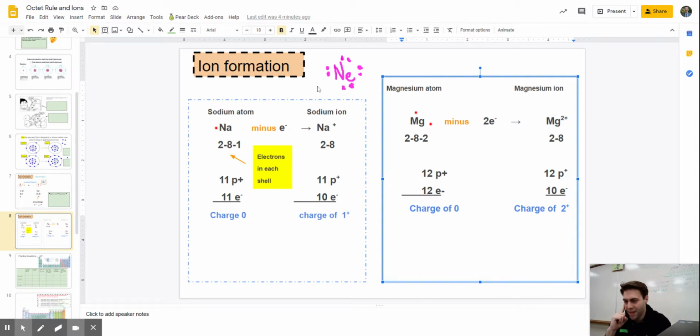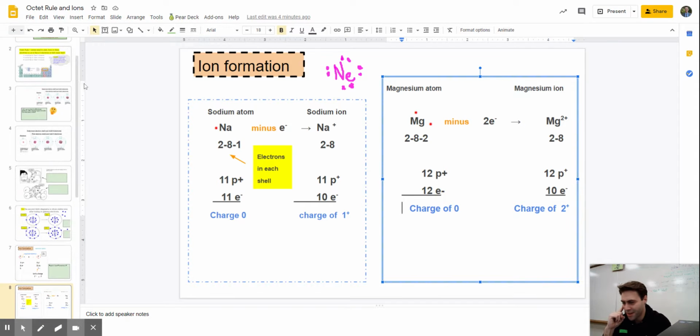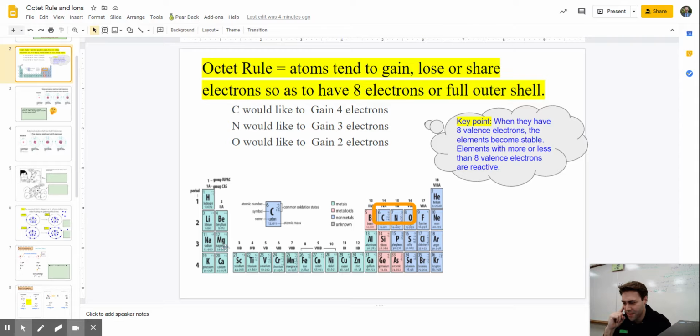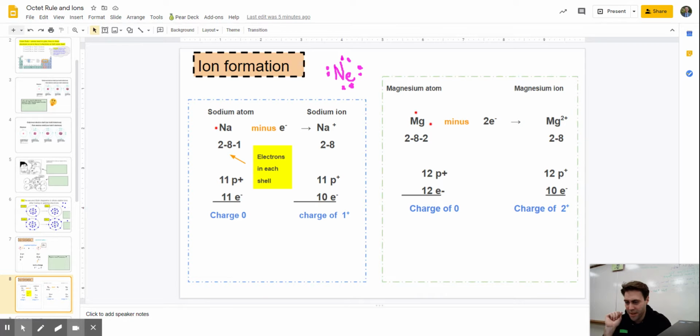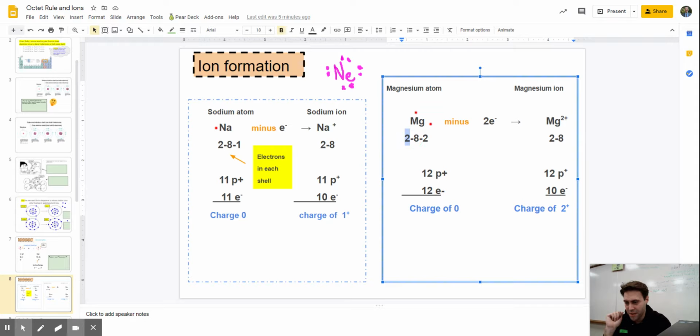What about magnesium? Again, magnesium wants to look like the next noble gas. So let's look at our periodic table. Here's magnesium. The next noble gas, you would think it's argon, but it's not. It's actually neon, so magnesium wants to look like neon. Magnesium's orbitals look like this: 2 in the first orbital, 8 in the second orbital, and 2 in the valence, or last, orbital.